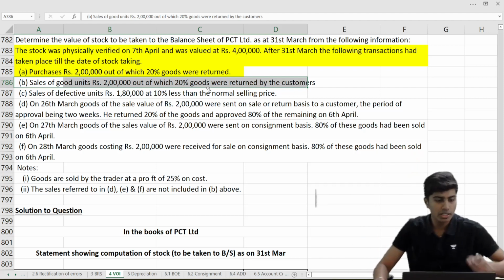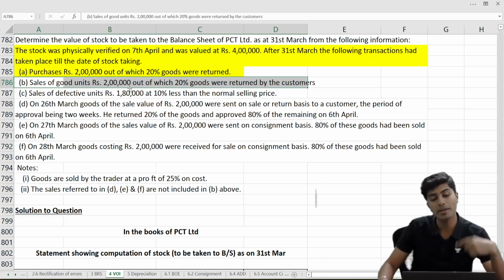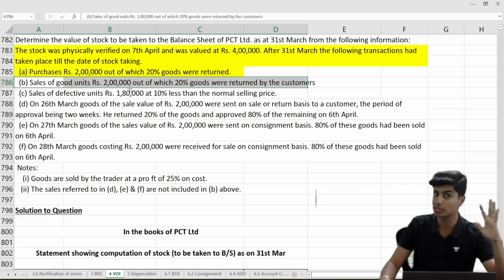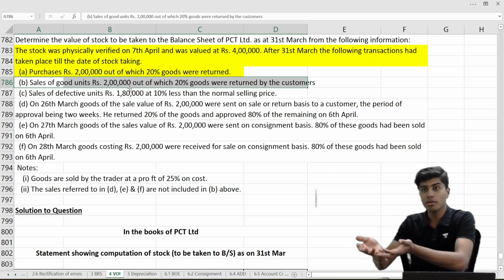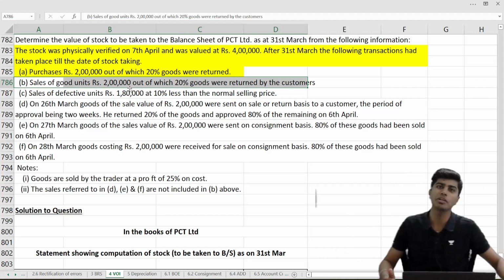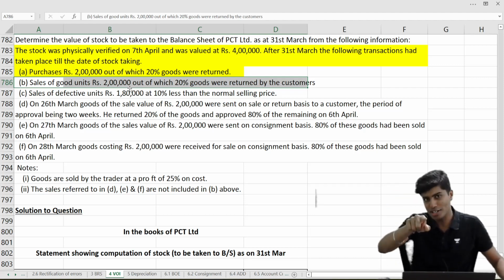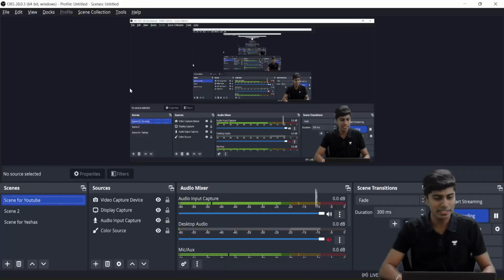So let's do that. They've given sales of good units rupees 2 lakh, out of which 20% of the goods were returned by customers. So we gave goods to them, 20% they gave it back to us. So what we sold is only 2 lakh into 80%. So adjustment should be for 2 lakh into 80% after adjusting profit element. Let's write that. Come on.